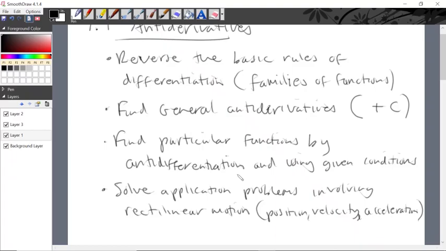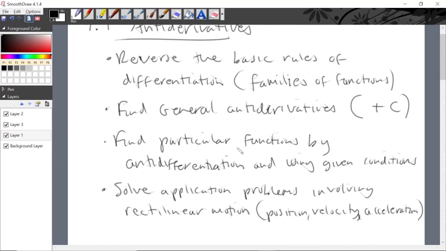So if we're told the initial position of an object, let's say somebody throws a ball off of the top of a building. If we know the initial height of the building, that would be an initial position. And if we know the velocity at which they threw the ball, that would be an initial velocity as well.